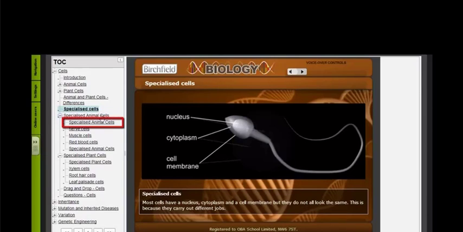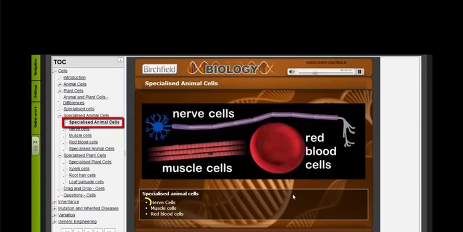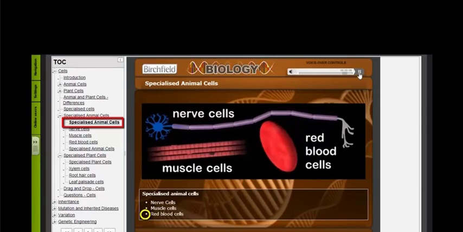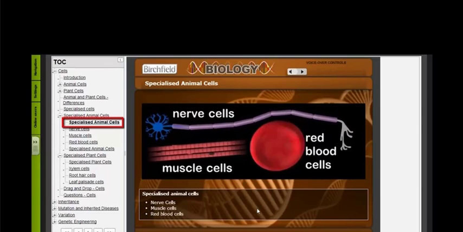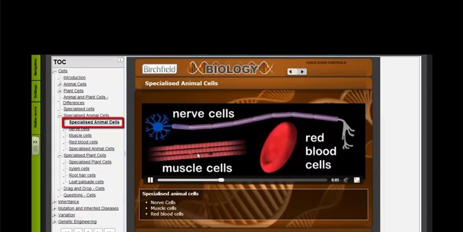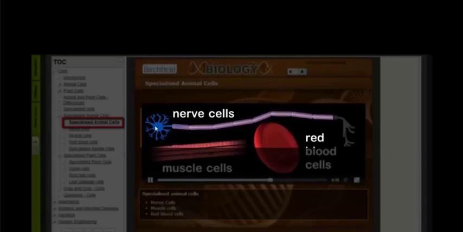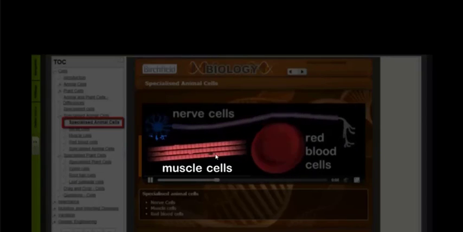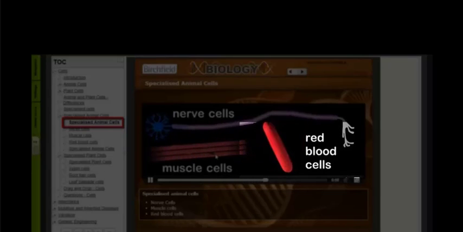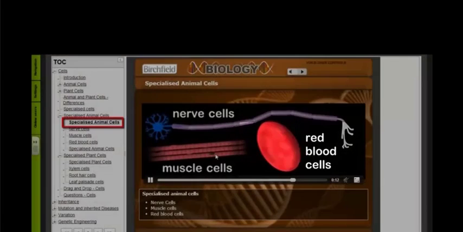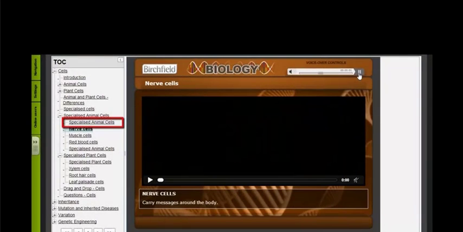We will see specialized animal cells, which are specific cells with specific functions, like the nervous cells, the muscle cells, and the red blood cells. If we take a closer look here, we can see the nerve cells, we can see the muscle cells, and we can see the red blood cells, and we notice how different they look from each other.